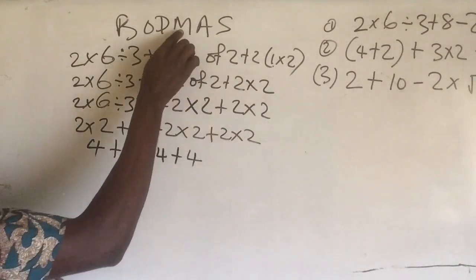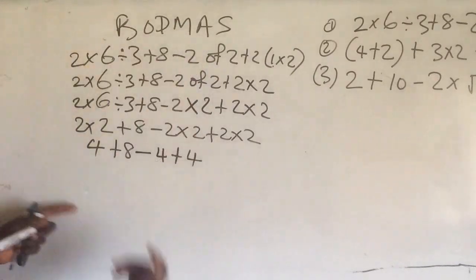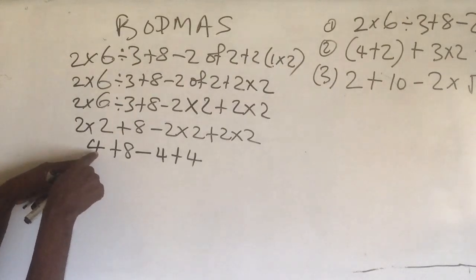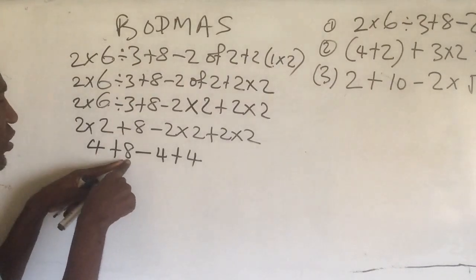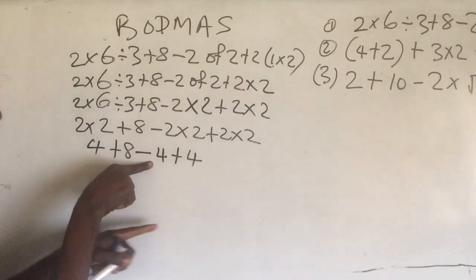I finished with multiplication. The next one is what? Addition. How many additions do we have here? This one is addition. This one is addition. This one is addition. This one is also addition. Only this one is subtraction.